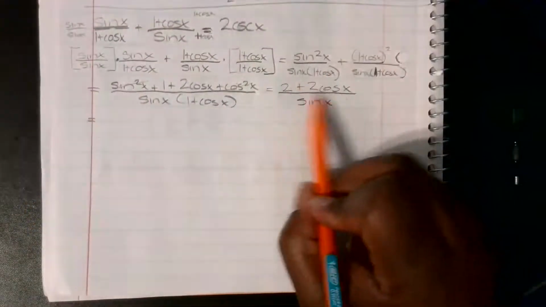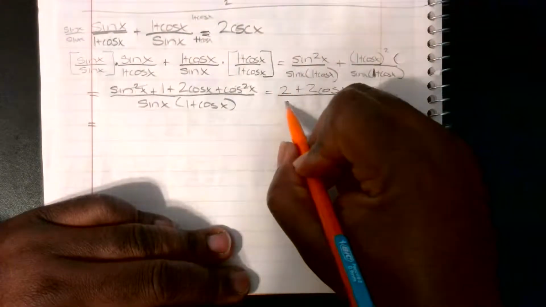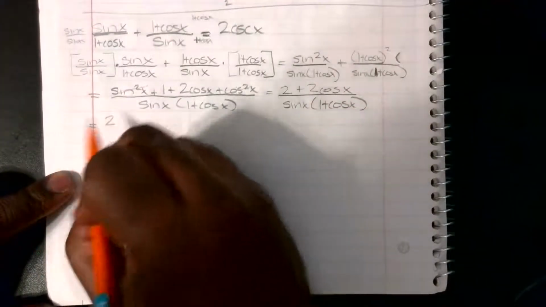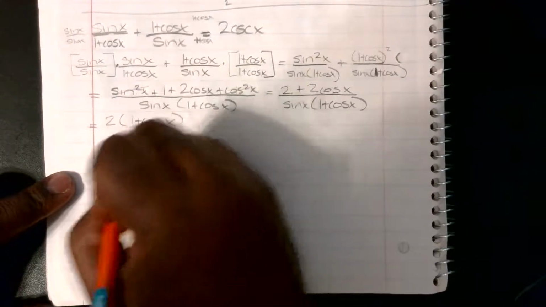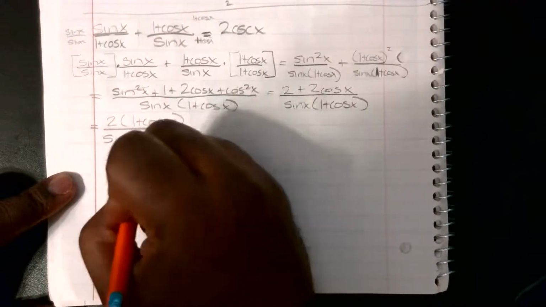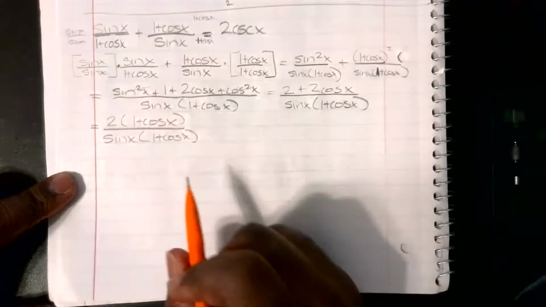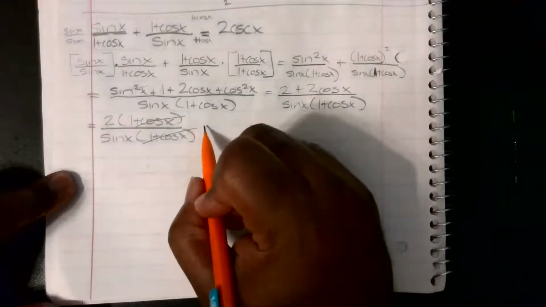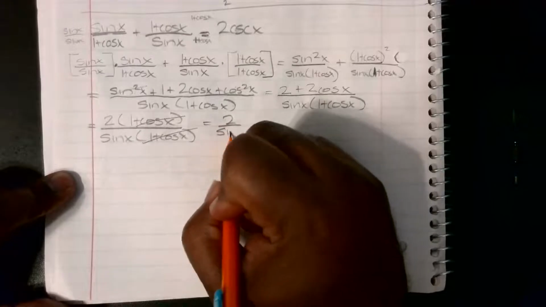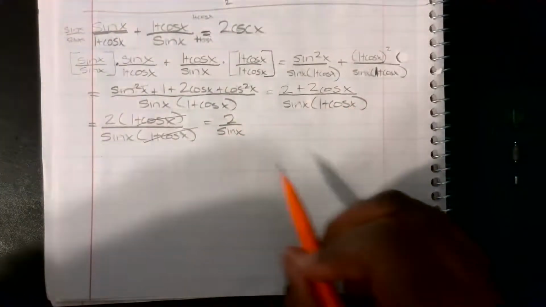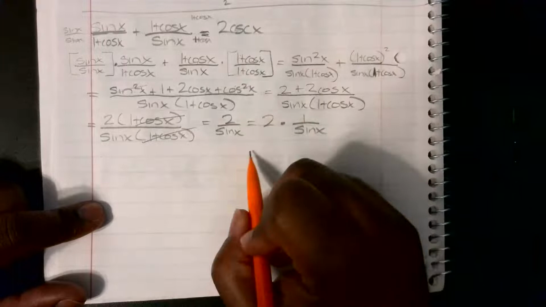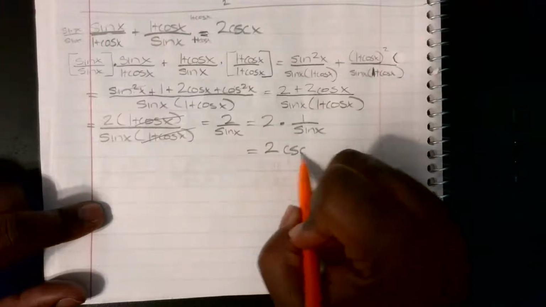From there, I factor out a 2 at the top, and I end up with 2, 1 plus cosine x over sine x, 1 plus cosine x. Because it's multiplication, these two guys can cancel. So I end up with 2 over sine of x. These next steps are just to show you what I'm doing, which is 2 times 1 over sine x, which is 2 cosecant x.